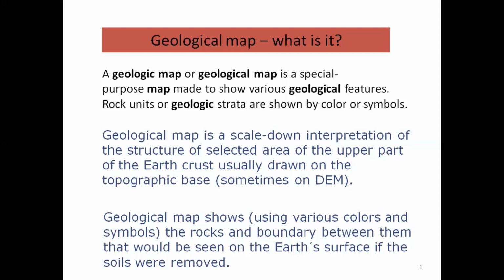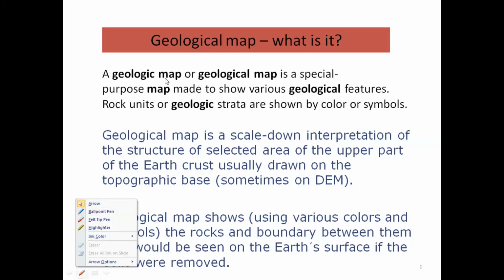We have a sheet of 2D paper, and on that sheet we describe various formations or rock types or rock units, and we give them different colors and different symbols. This is due to the fact that we want to have a proper record of the geology of the area.